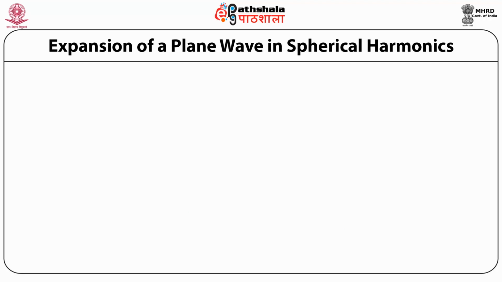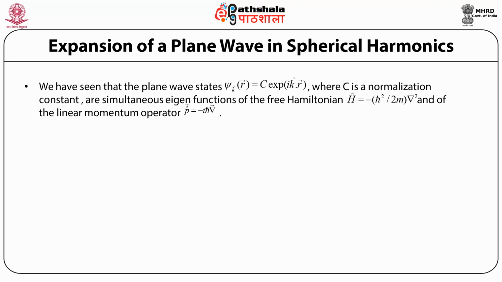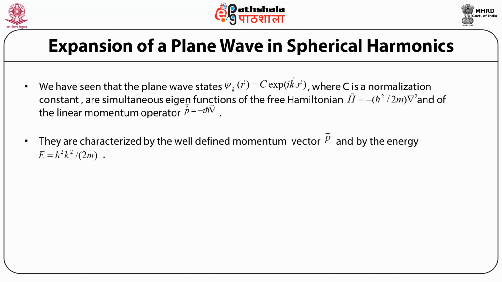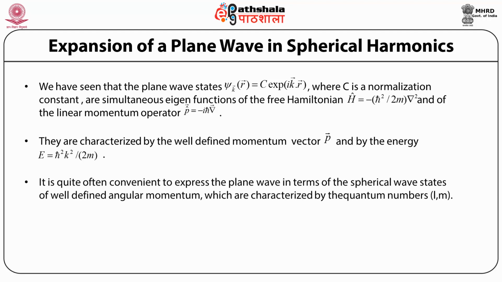Expansion of a plane wave in spherical harmonics. We have seen that the plane wave states, χ_k(r) = c e^(ik·r), where c is a normalization constant, are simultaneous eigenfunctions of the free Hamiltonian, H = -(ħ²/2m)∇², and of the linear momentum operator, p = -iħ∇. They are characterized by the well-defined momentum vector p and by the energy E = ħ²k²/2m. It is quite often convenient to express the plane wave in terms of spherical wave states of well-defined angular momentum, characterized by the quantum numbers l and m.